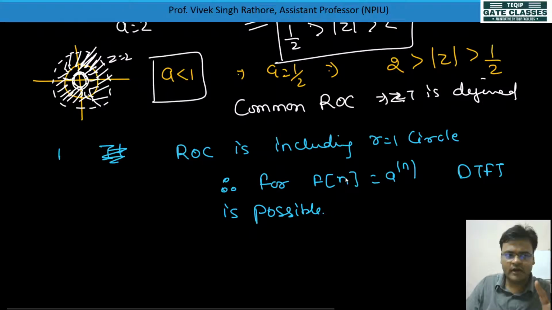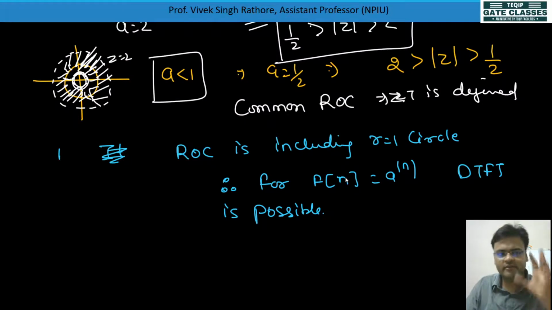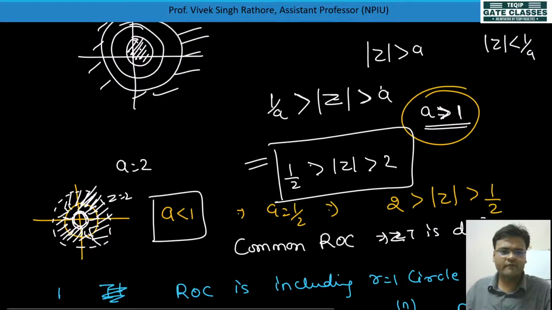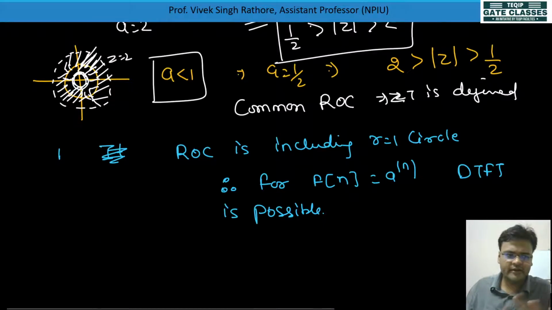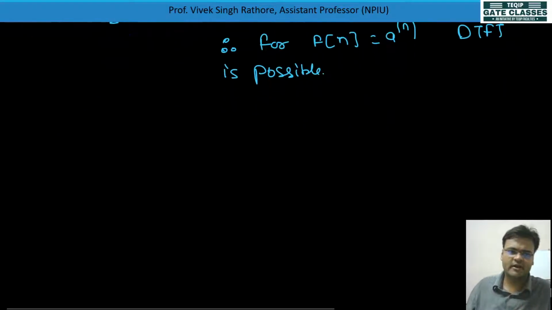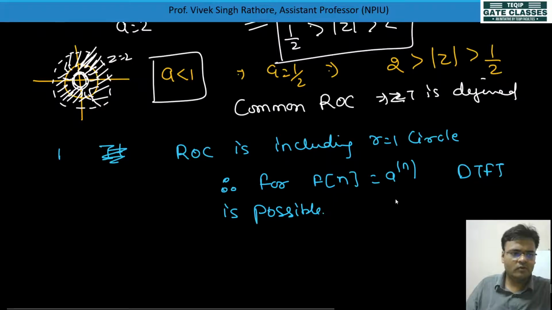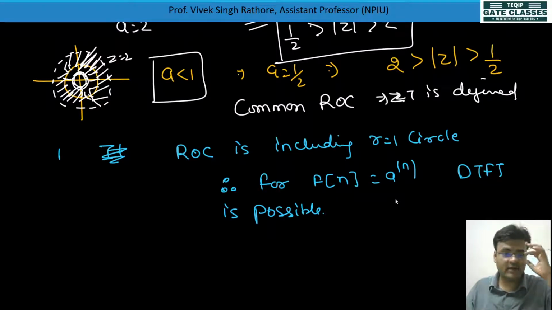जब हम a is less than 1 कंसीडर करेंगे तभी ये सब पॉसिबल है, अदरवाइज पॉसिबल नहीं है. आपने देखा है when we have kept a is greater than 1, then common ROC was not forming, so then DTFT is not possible, nor is it stable. But for a is less than 1 only ये सब चीज पॉसिबल है, DTFT पॉसिबल है. So okay, सो हम क्या कर रहे थे, DTFT इज पॉसिबल, ओके, फॉर दिस वैल्यू.